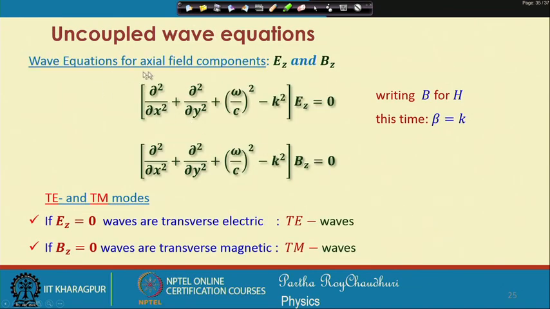Therefore, the wave equations for axial field components E z and B z we can write in this form: omega square by c square minus k square. This equation is written for B in place of H, because mu naught is that of free space, and therefore we can write B in place of H. So, TE and TM modes are now represented by this condition: when E z equal to 0 you have TE waves, and if B z equal to 0 you have TM waves.